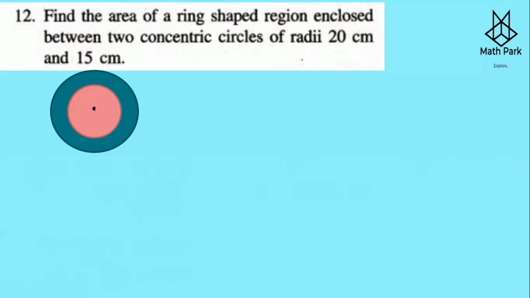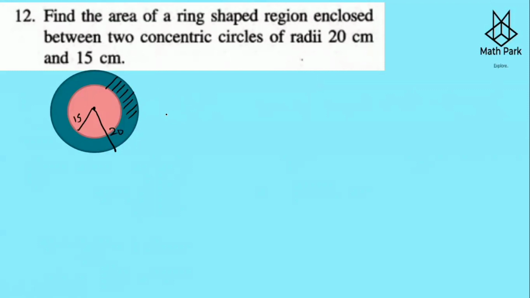Find the area of the ring-shaped region. So we need to find the area of this portion, enclosed between two concentric circles. The larger circle has a radius of 20, and the smaller circle has a radius of 15 centimeters.